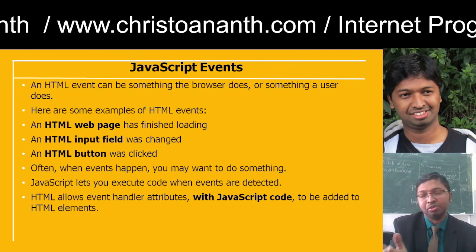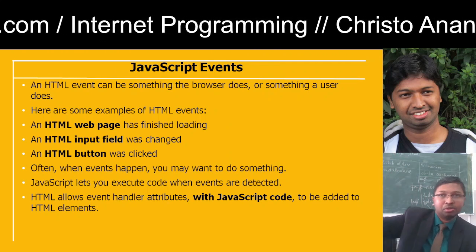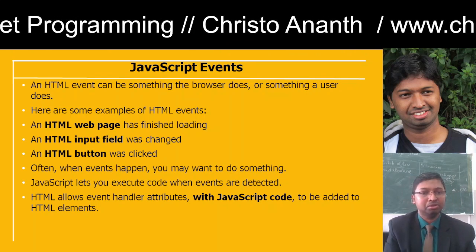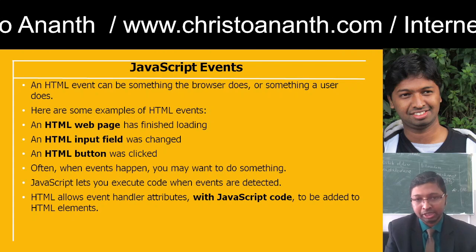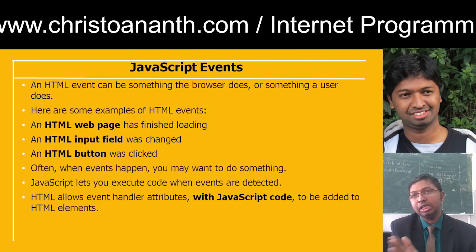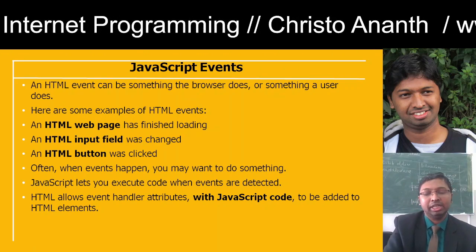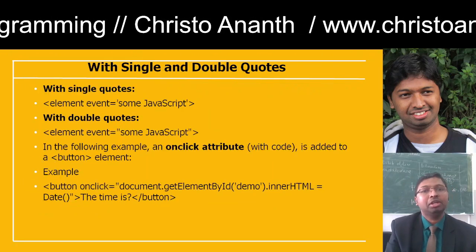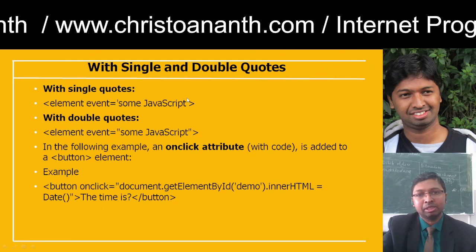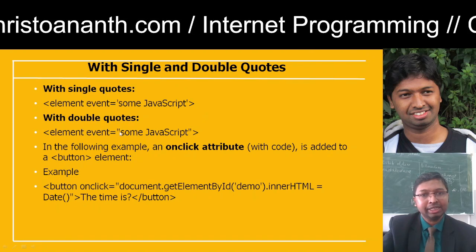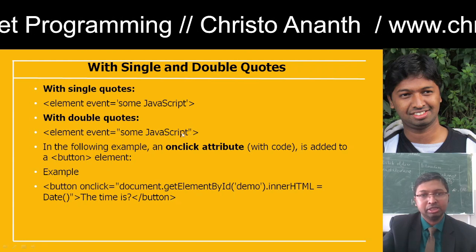For example, if you click on this one, it will go to another page. If you click on home page, then it will go to the normal page. So that is how it goes. JavaScript will help you to execute code when events are detected, and HTML allows event handler attributes with JavaScript code to be added to HTML elements. So you can use single quotes as well as double quotes. For example, element event equal to some JavaScript in single quotes, and similarly that can be in double quotes also.